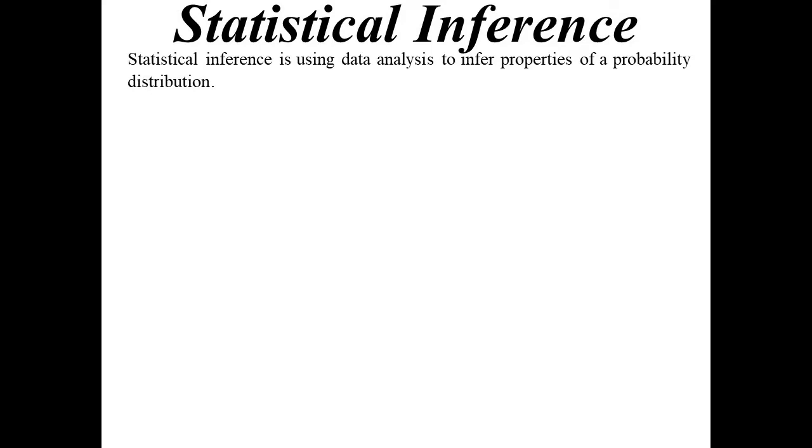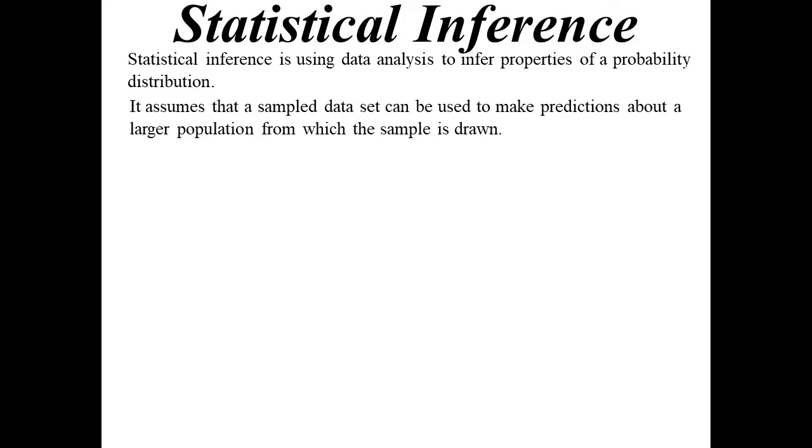So let's look at this idea of statistical inference, where we use the data to infer different properties about our probability distribution. Now, things we have to assume. It assumes that we've got a sample data set, and we can use that to make predictions about the whole population. It's very hard to gather 100% of data for some things. And so we just look at a sample, and from that sample we infer that about the complete population.